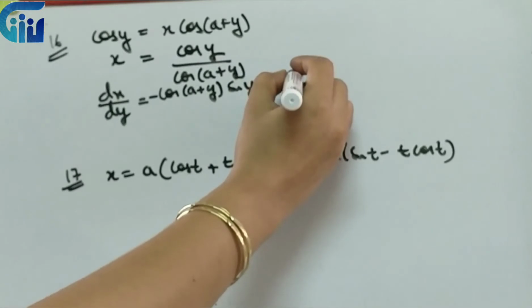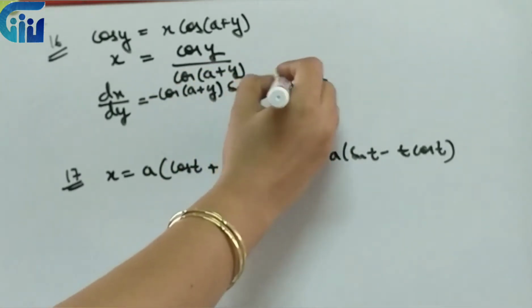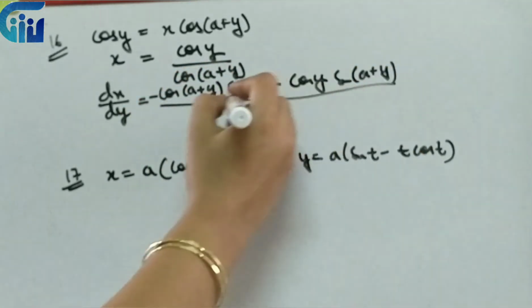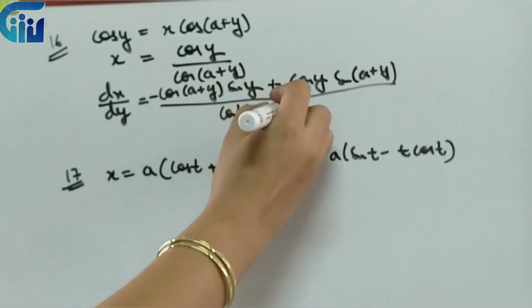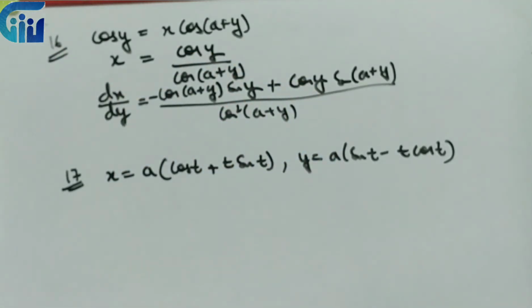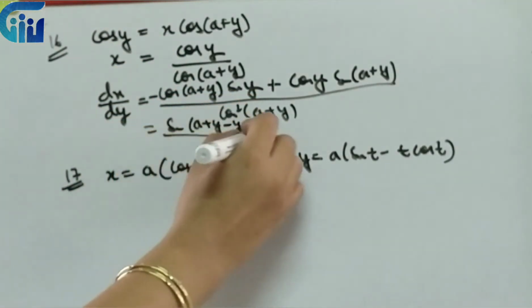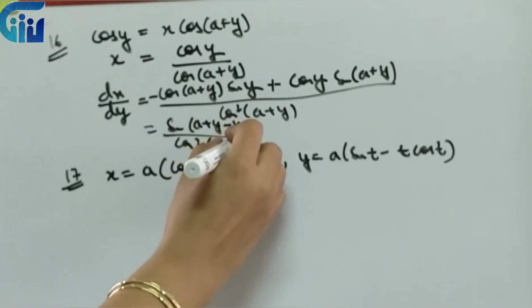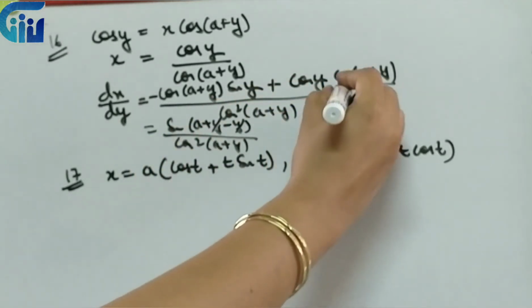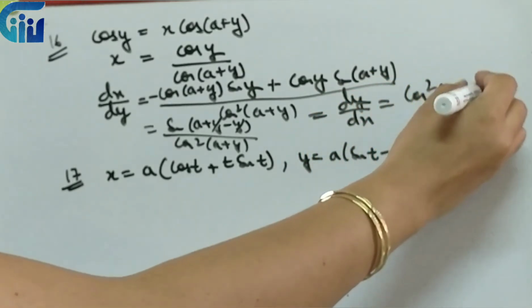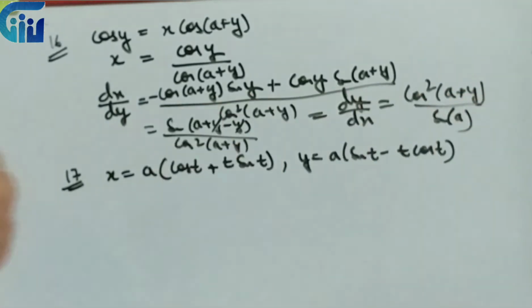This is the point that you have to remember. Then cos y as it is, cos a plus y derivative is minus sin a plus y, derivative for y is 1, and this is cos square a plus y. In the numerator, you can observe the formula of sin a cos b plus cos a sin b. So it will be sin a minus b. So a plus y minus y upon cos square a plus y. So this we can cancel. So we can write the answer as dy by dx is equal to cos square a plus y upon sin a. Right? Moving on to question 17, again a parametric form.